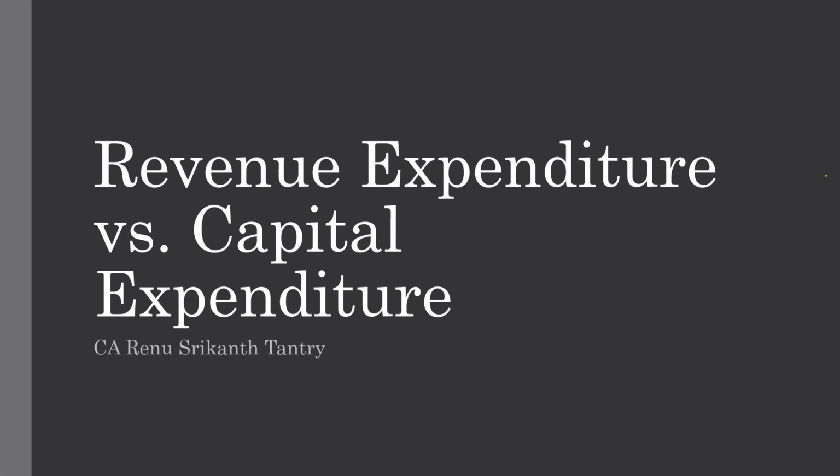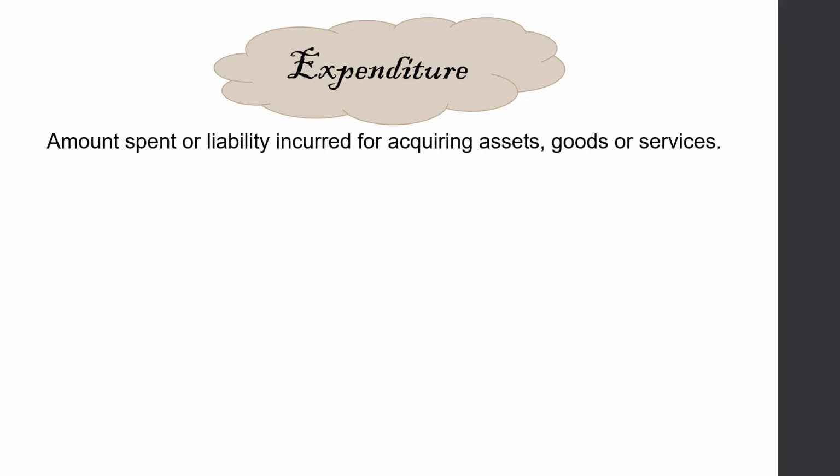Today we will learn what is revenue expenditure, what is capital expenditure and how they are different from each other. Before we go into understanding the difference between them, first let us understand what is expenditure. In technical terms, expenditure means amount which is spent or liability which is incurred for acquiring assets, goods or services.